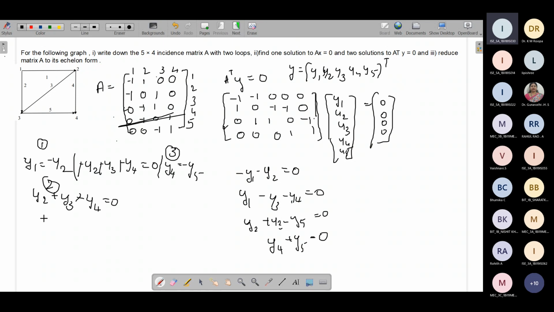So we'll assume a few values. First, they are told to find 2 solutions. So for the first time, we will assume y2 as 1 and y3 as 1. So substitute in these equations. With y2 as 1, in equation 1, y1 will be equal to minus 1. Again, we can substitute in the other equation, y2 as 1, y3 as 1. So 1 plus 1 plus y4 is equal to 0. So we'll get y4 is equal to minus 2.